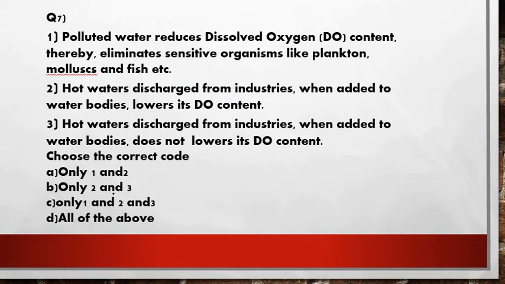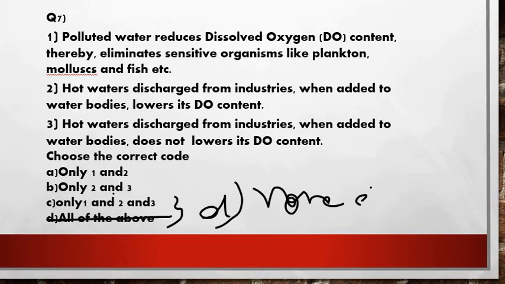Option A, only 1 and 2, option B, only 2 and 3, option C, only 1, 2, 3, and option D, all of the above. So here you got a double coincidence of the options, so you can choose any one of them, right? Or else let me change option 4 here, that is D, none of the above. Okay, so you can choose none of the above here. So our option B will be the right answer here.